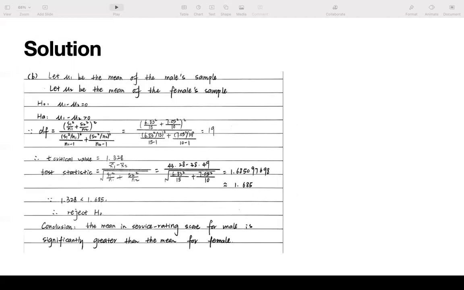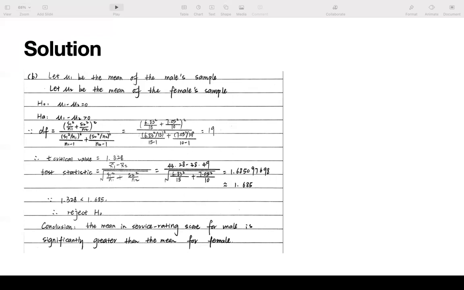Also for part B, it asks to test whether the mean in service rating score for male is significantly greater than the mean in service rating score for female at a 10% significance level. And so we can let mu1 be the mean of the male sample and mu2 be the mean of the female sample. And we can write the null as the difference between the means is equal to 0, and the alternative as mu1 minus mu2 is larger than 0.